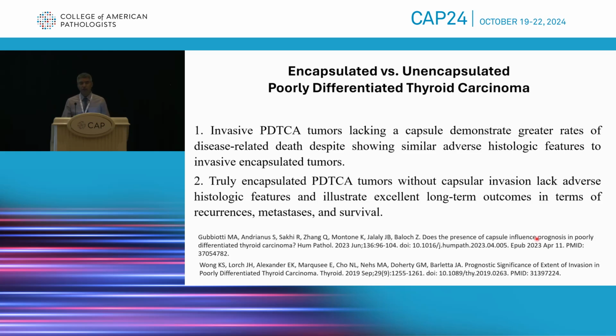So there is no non-invasive poorly differentiated thyroid carcinoma. That is follicular adenoma, and it has been shown in 2 studies. So you have to have invasion to really call something poorly differentiated thyroid carcinoma. Now we note that these tumors, which are encapsulated poorly differentiated carcinomas, behave very differently than the tumors which are infiltrative, and that has been documented in multiple studies.